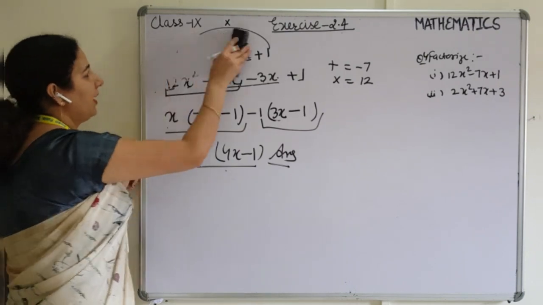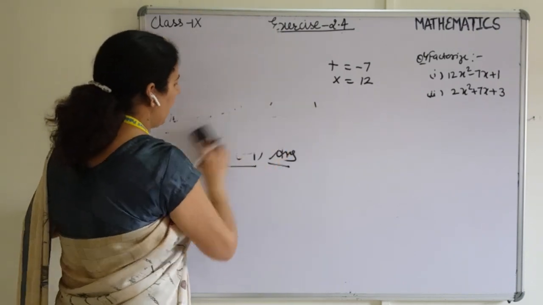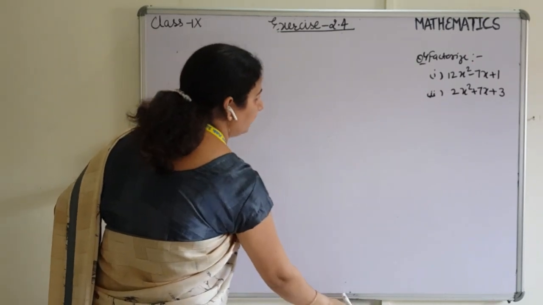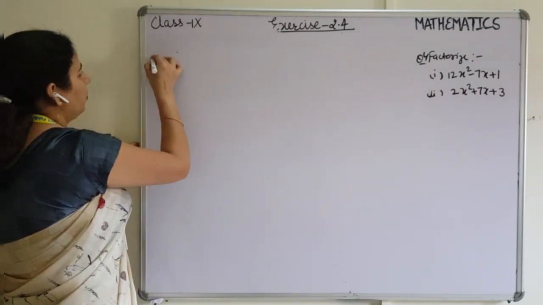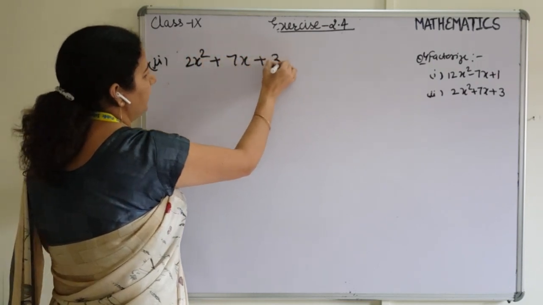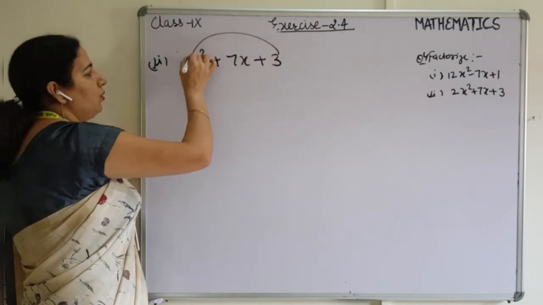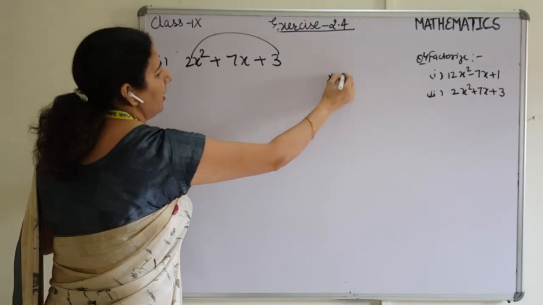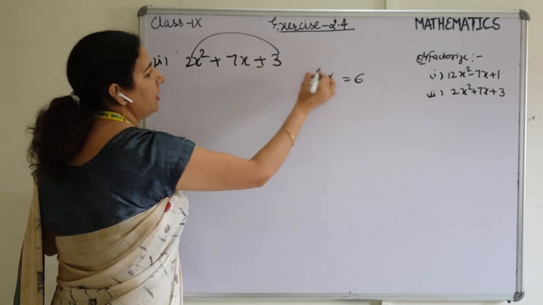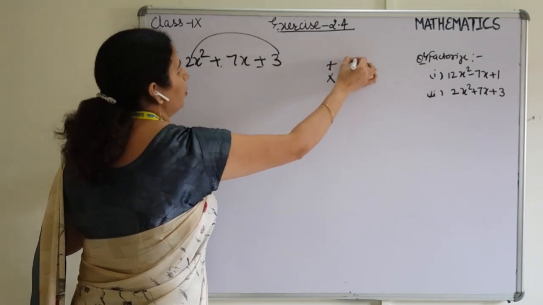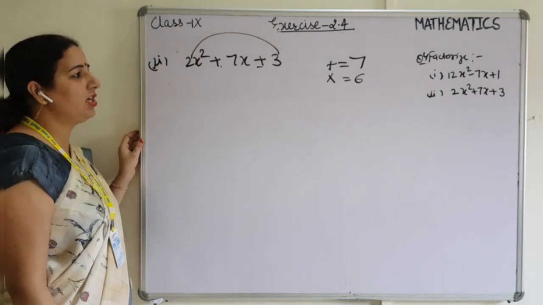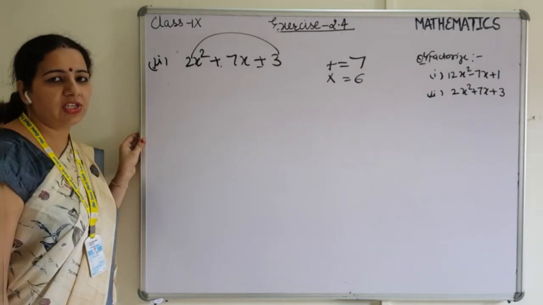Let me take part number 2, and I hope you will be able to complete the next two parts of this question. Part number 2 is 2x square plus 7x plus 3. Now 3 2s are 6, so multiplication should be equal to 6. Plus sign is there, addition should be equal to 7. Now suggest me two numbers in which addition is 7 and multiplication is 6.